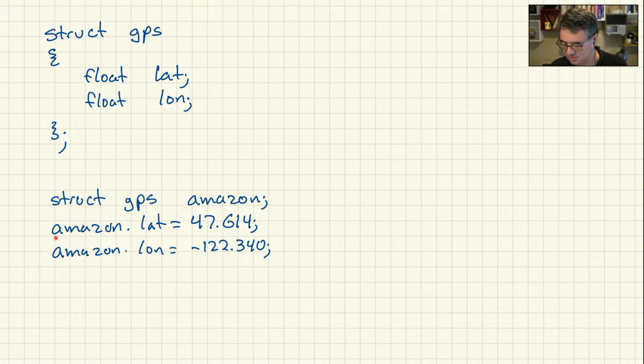So I've got Amazon as the structure, and then a dot, and then the field name, latitude and longitude. So it's very similar to using an object in Java. You use that dot notation to access the fields within the object. In fact, that's where Java got it, right? The C came first, and so the C declaration for structures was carried forward to objects in Java, except that they're called classes instead of structures.